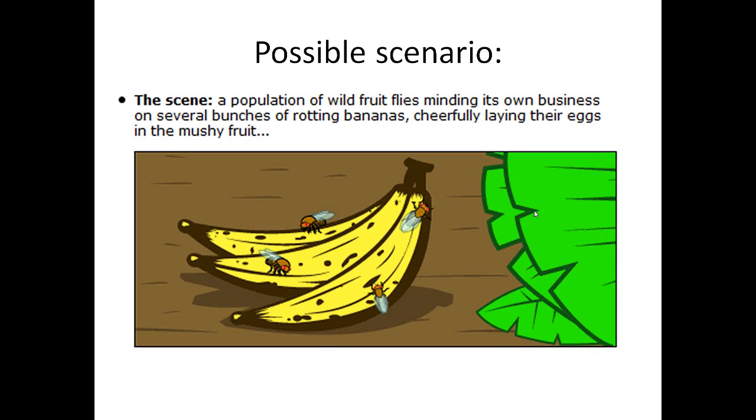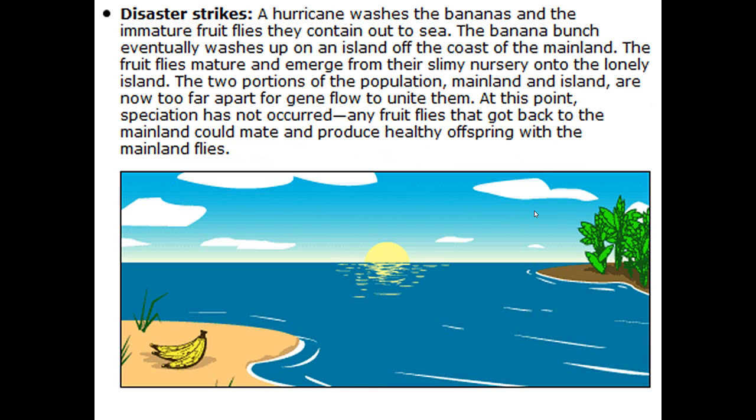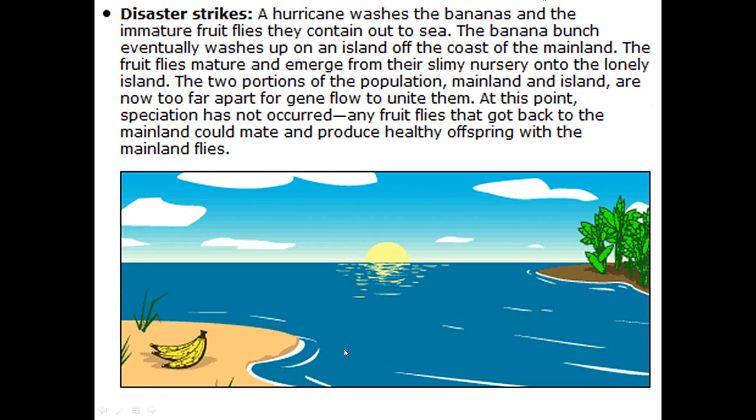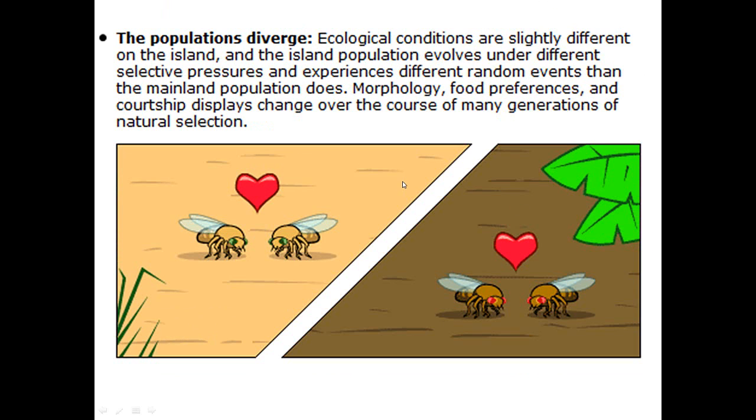Here's an example, because this is kind of hard to understand without an example. We have a bunch of wild fruit flies on this rotting banana on an island. They're laying their eggs, they're reproducing happily. A hurricane strikes, and some of the bananas get washed away to the island over here, so we have 2 separate islands. And so you have fruit flies now on both islands.